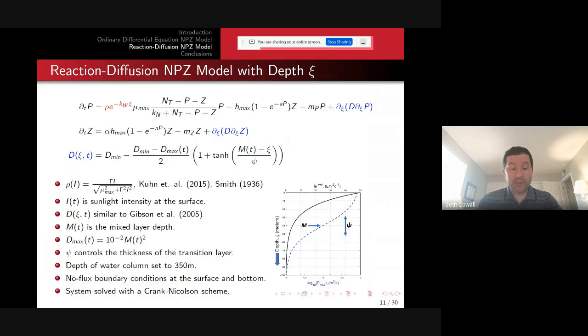Okay, so depth for our model, we're just setting the depth of the water column to be 350 meters, because I mean, the real ocean is much deeper than that, but there's essentially no photosynthesis below there anyway. We'll just set no flux boundary conditions at the surface and at the bottom, and we'll solve this system with the Crank-Nicolson scheme.